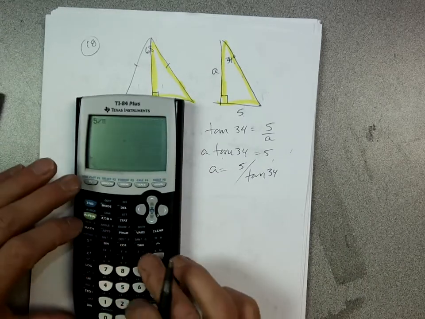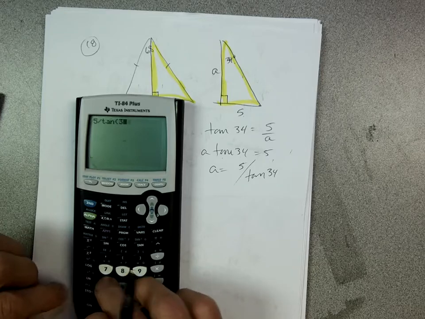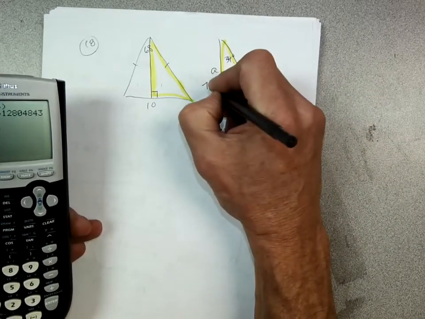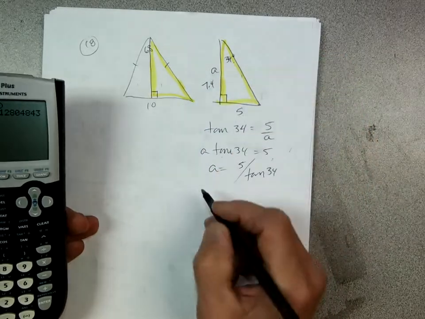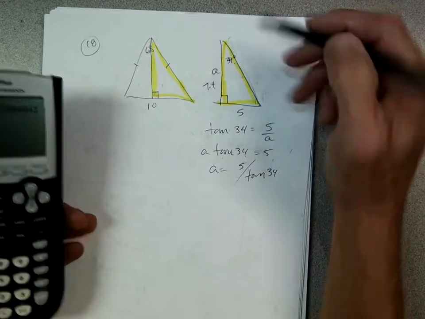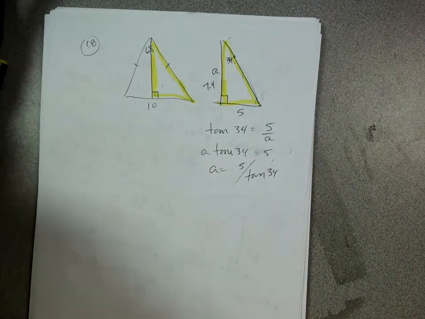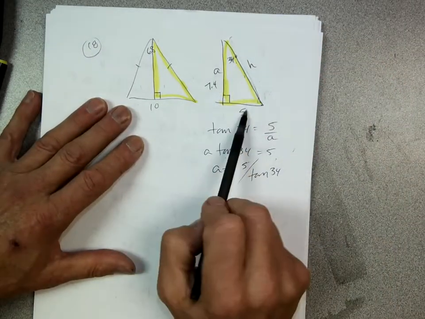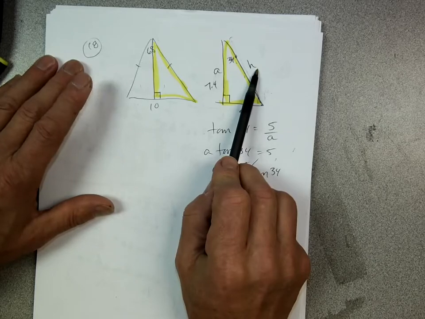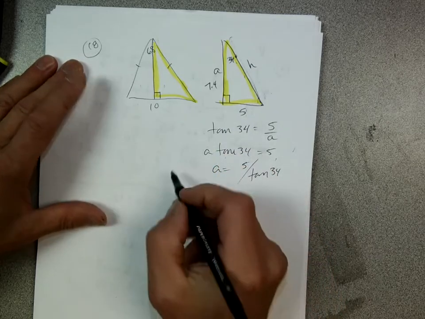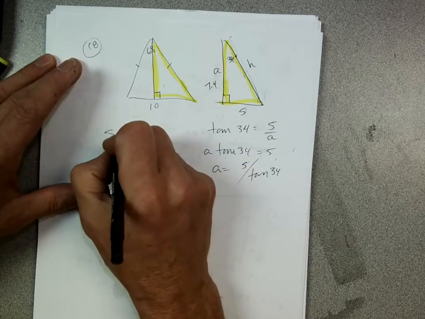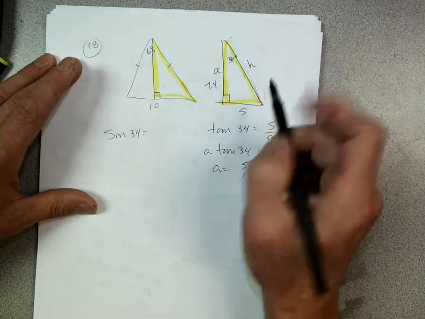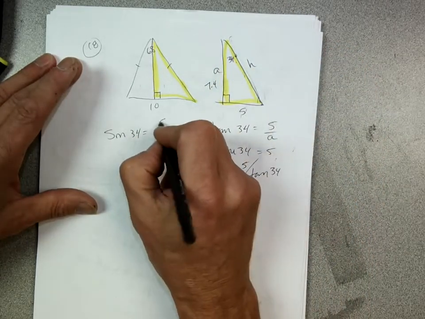5 divided by tangent 34, and I get an answer about 7.4, okay? So little a, or the altitude, is 7.4. Now, let's see if I can find the hypotenuse, because that'll help me get the perimeter. So let's call that just h, and opposite over hypotenuse, I'm going to use sine. So I'll use sine of 34 is equal to 5 over h, opposite over hypotenuse.